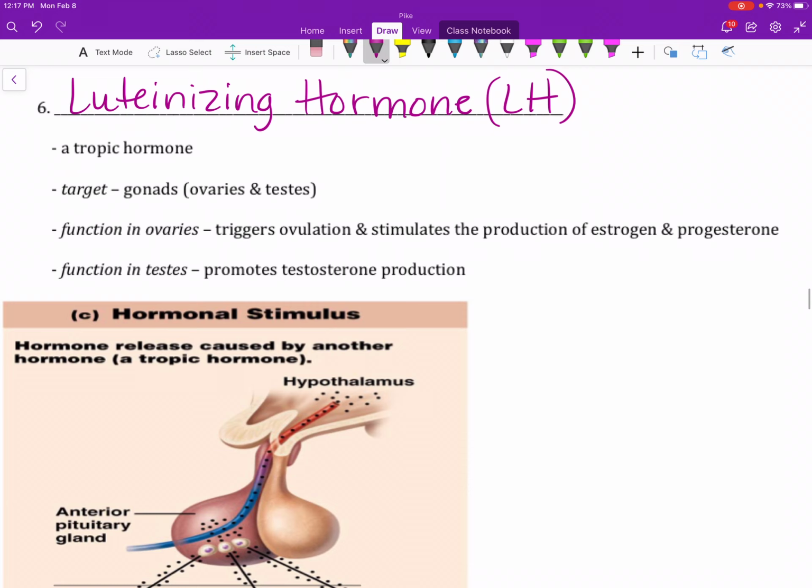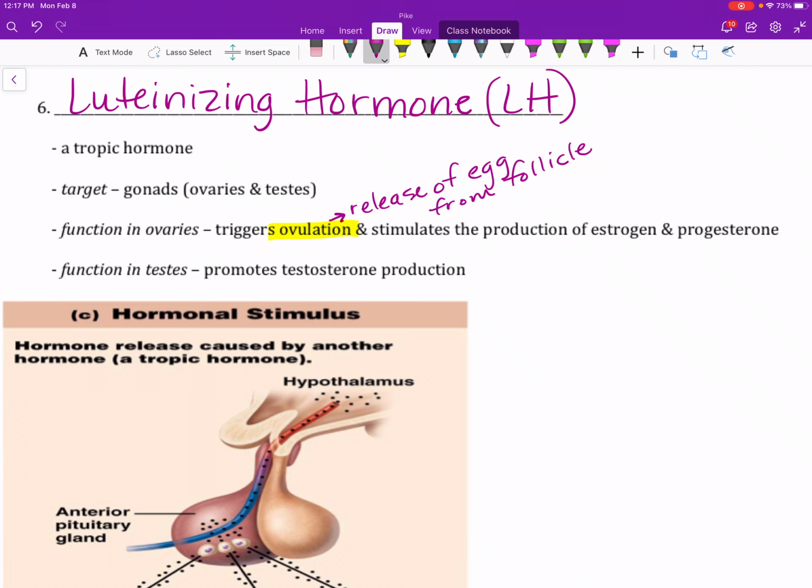And so the function in ovaries, it triggers ovulation. Ovulation is the release of an egg from a follicle. It triggers whichever follicle matures their egg the fastest and is the most mature at this point will get to release their egg. And that egg will be sent out into the uterine tube or fallopian tube to wait around to see if the sperm is present.